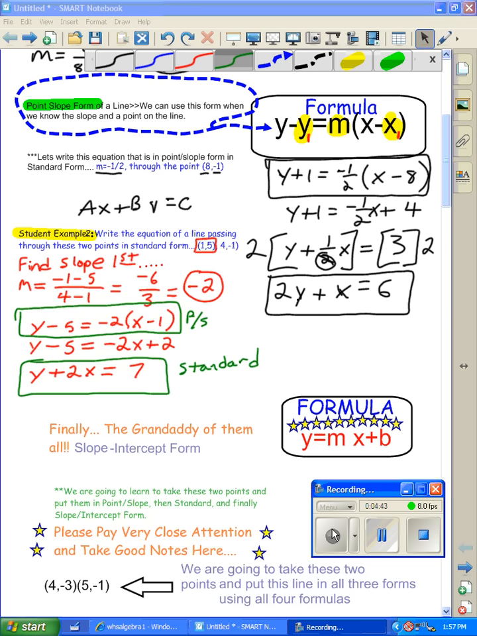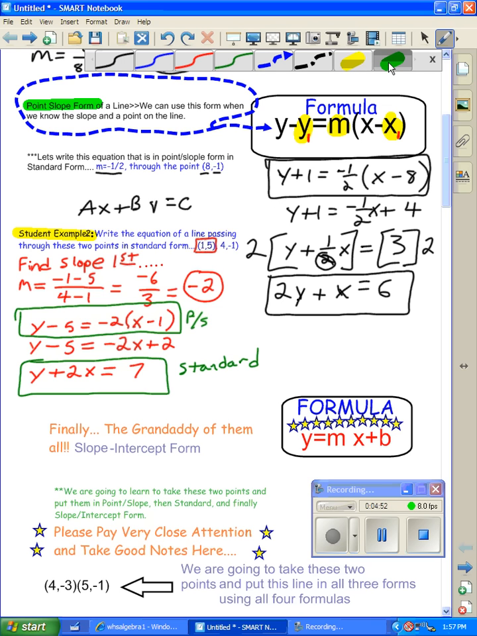Okay, let's see how you guys did. Student example 2: write the equation of a line passing through these 2 points in standard form. But this time I played a trick on you guys. I played a bad joke, and I'm sorry, but first you got to figure out your slope. This time the slope wasn't given.